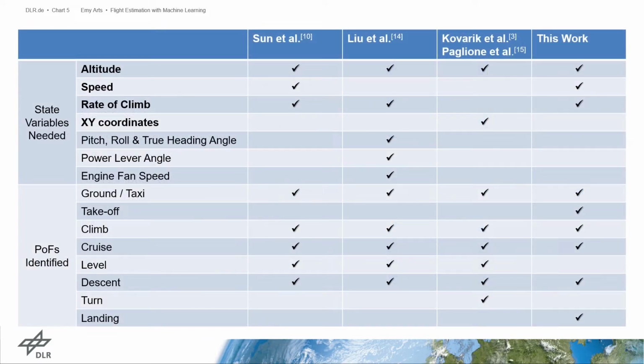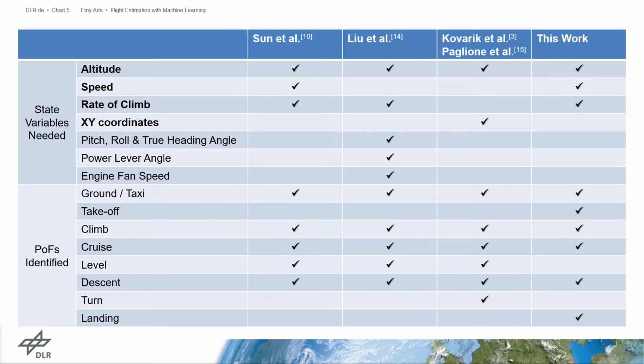There are several models out there that identify flight phases based on other variables. First of all, Paglione et al. used a statistical approach to identify flight phases, and Kovarik et al. compared their work to the statistical approach and found that machine learning yields better results for flight phase identification. Liu et al. used a Gaussian mixture model, as such used clustering, which is an unsupervised machine learning task, to identify flight phases, and Sun et al. used ADS-B data to identify flight phases.